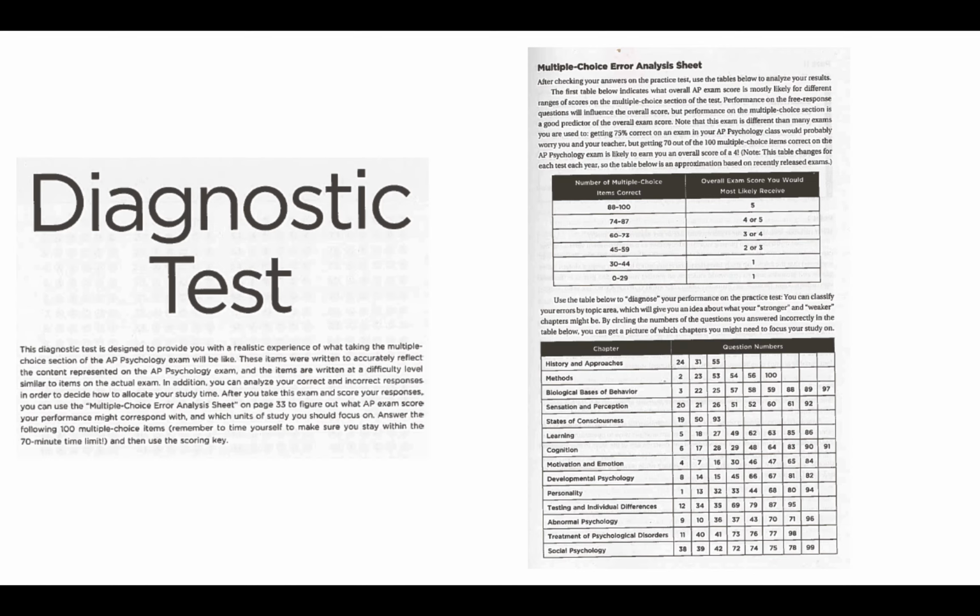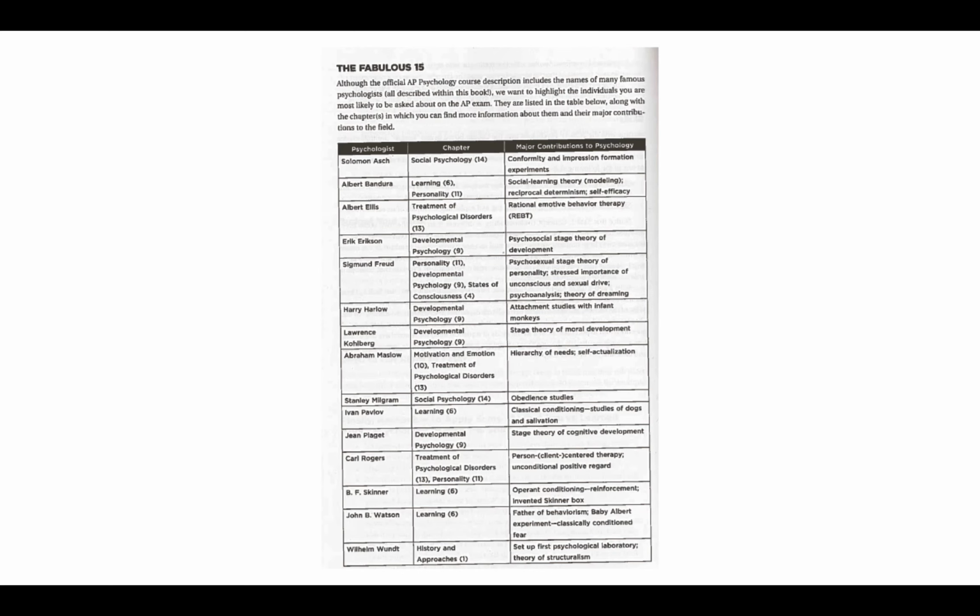We kept some of the returning favorites, some of the features of the book that teachers and students have told us in the past are especially useful. The book starts with a diagnostic test. It's a 100-question multiple-choice test that is very similar to what you'll find on the AP Psychology exam. You can use your results from this test and the tables that we include to figure out which chapters you might be stronger in and which chapters you might be weaker in, which might be useful as you study.